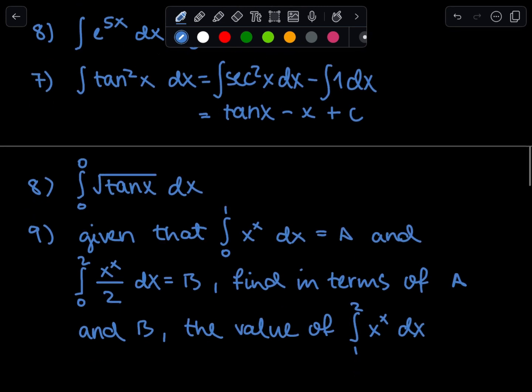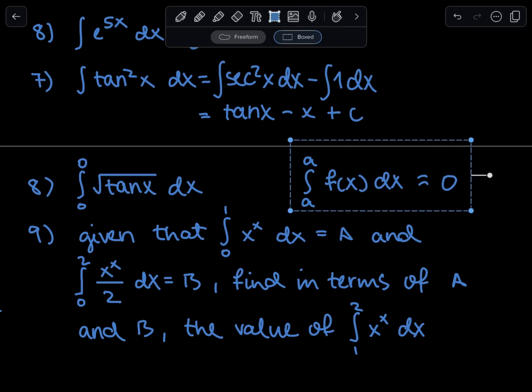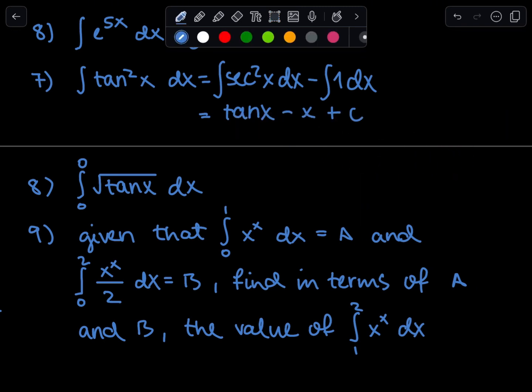Next, we have a definite integral from 0 to 0 of the square root of the tangent of x dx. And all you need to know for this one is just remember that rule saying that the integral from a to a of any function is just 0. Okay, and we explained why at the beginning of the video. So I'm just going to say this is equal to 0.